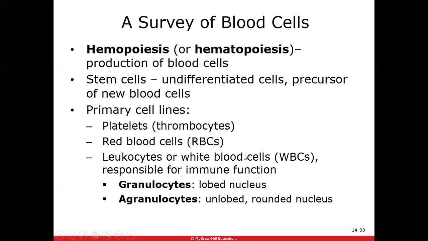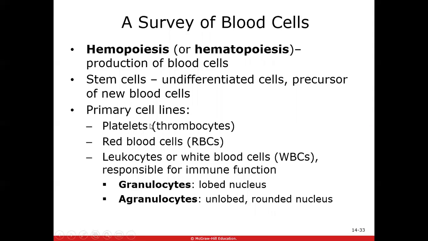So now, hemopoiesis, also called hematopoiesis, is production of blood cells. First you have stem cells, which are undifferentiated, so they're precursors to new blood cells. Now there are different types of blood cells that can be developed from these undifferentiated cells.